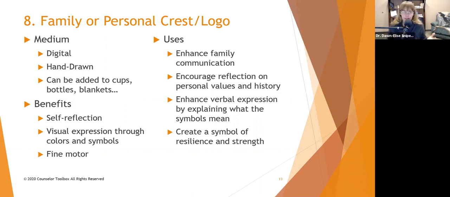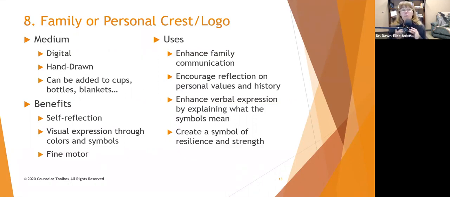As I mentioned earlier, places like Walgreens, you can send them a picture and they will print it on the cup or the bag or the bottle or whatever it is. You can also do some at places like 4imprint if you're doing a big number of them, but it's really not very cost effective to use those services over something simple like Walgreens if you're only doing like 3 for your family. The benefits of a personal crest or family crest is helping people with self-reflection.